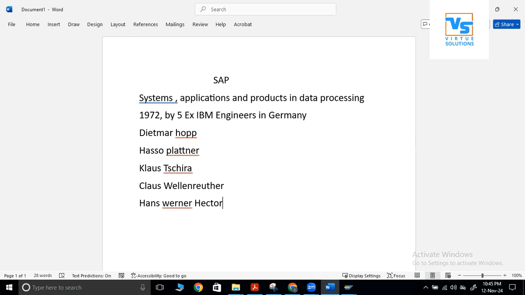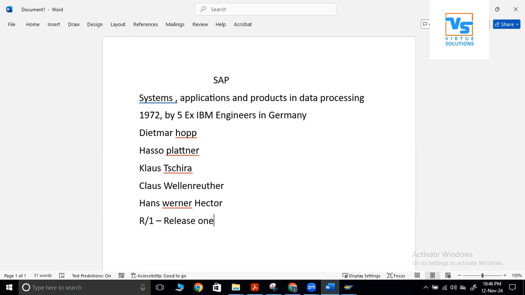And at that time, it was known as R1. What is R1? R1 stands for Release 1. Then after that it became R2, then R3, then ECC came. These things I will explain later.